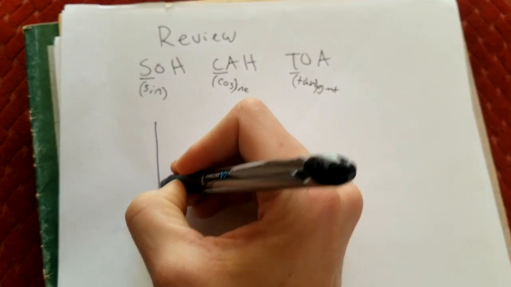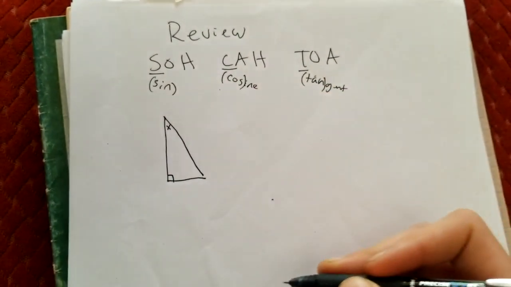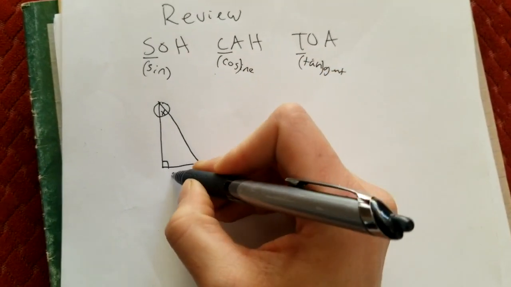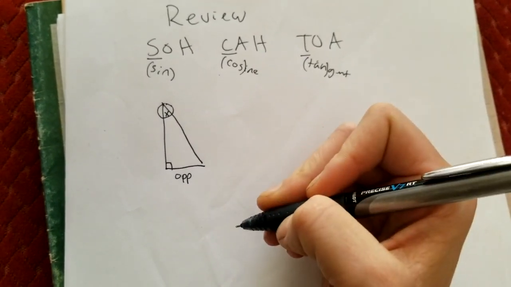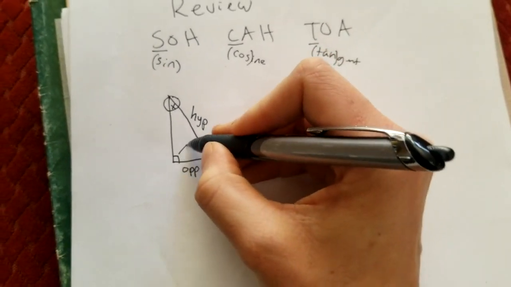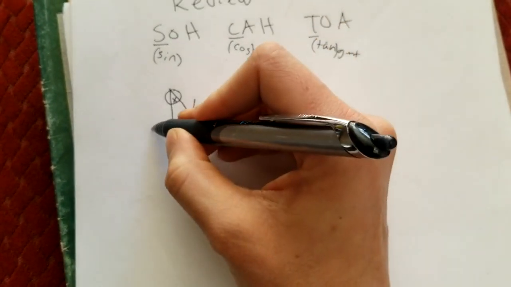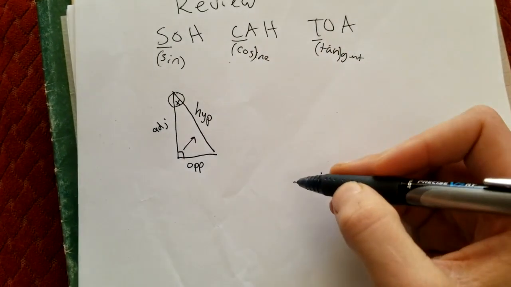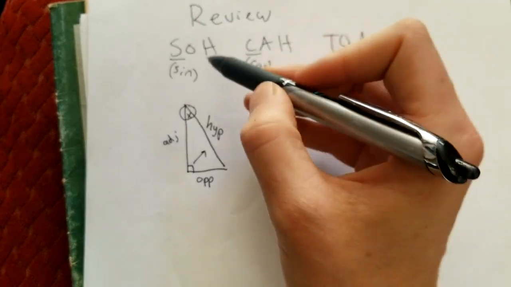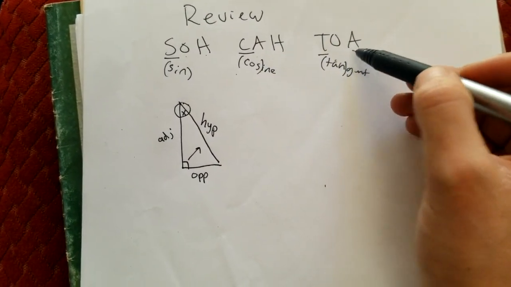If we have any given right triangle with an angle, say our angle is x, and x is right here, our opposite side is right here. Our hypotenuse is always the longest side. It's also the side that's not touching the 90-degree angle right here. That leaves the last side to be our adjacent side. To use these trig formulas, we're going to use opposite over hypotenuse, adjacent over hypotenuse, or opposite over adjacent.